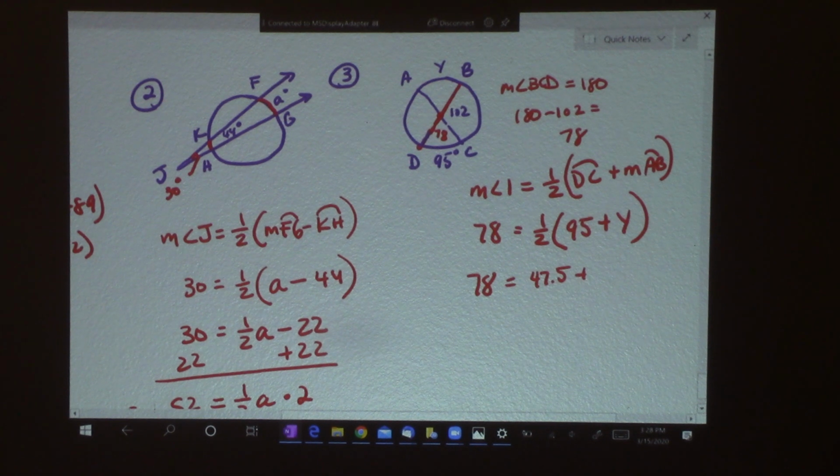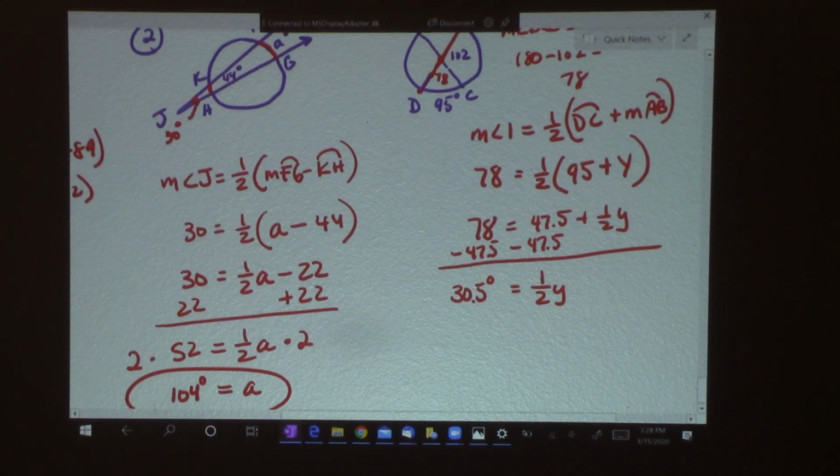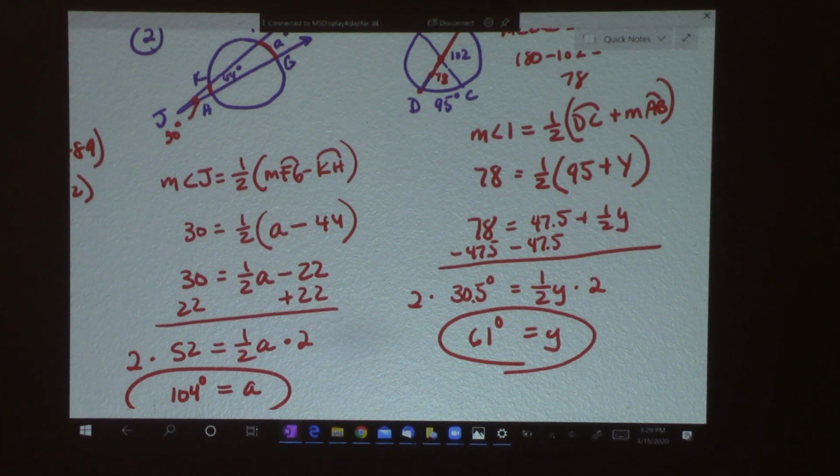All right, so I've got 78 equals, I'm going to distribute the 1/2, so I have 47.5, and then 1/2 Y. So let's subtract. 1/2 Y equals, and when I subtract, I get 30.5 degrees. Now I multiply by 2 on both sides, and I get Y equals 61. That's a tough one, so you might want to pause this, rewind it, and go back and look at that again. And if you still don't get it, I would be happy to help you at tutoring on Thursday.